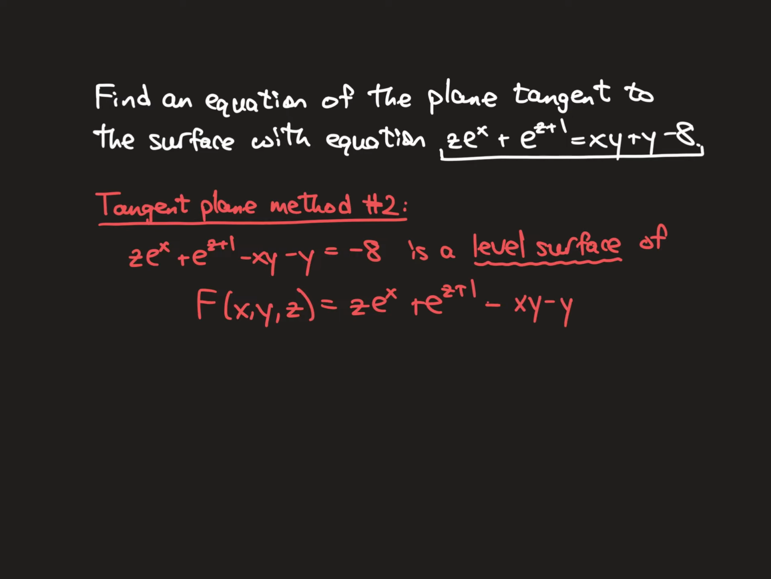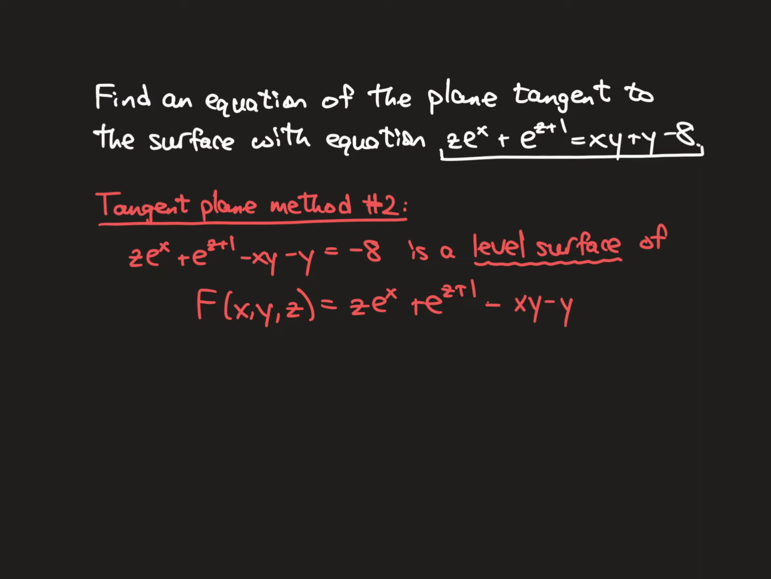Tangent plane method number 2 focuses on the fact that the equation of our surface, which I've rewritten below in red as z e to the x plus e to the z plus 1 minus xy minus y equals negative 8, is a level surface of a function capital F of 3 variables. A level surface you can think of as the analog of a level curve, but with one added dimension. Functions of 3 variables have level surfaces, whereas functions of 2 variables, as we've seen, have level curves.